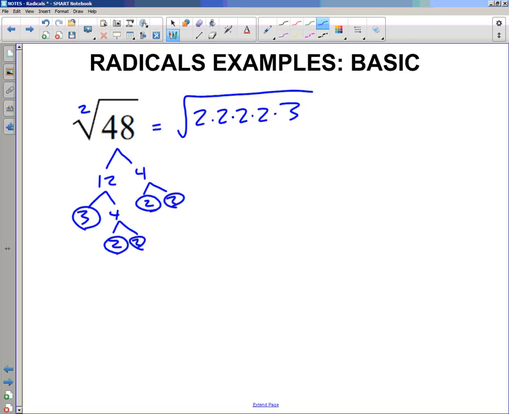And again, because we're talking about a square root, we're looking for groups of 2. So we've got a couple groups of 2's that we can bring out. We've got a 3 that's going to be stuck on the inside here. Let's bring these 2 groups of 2's out to the front. And in our final step, we'll go ahead and multiply those 2's together to get 4 radical 3.